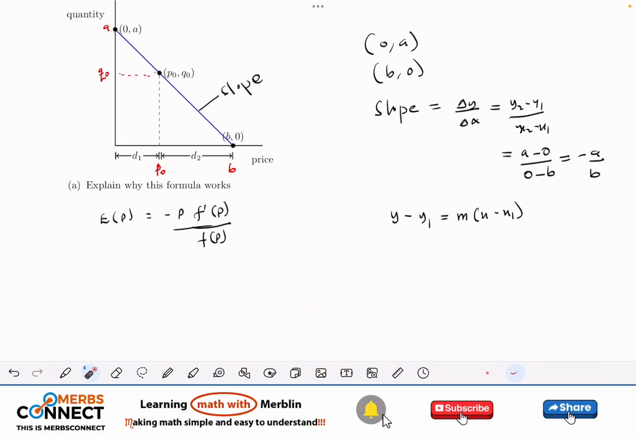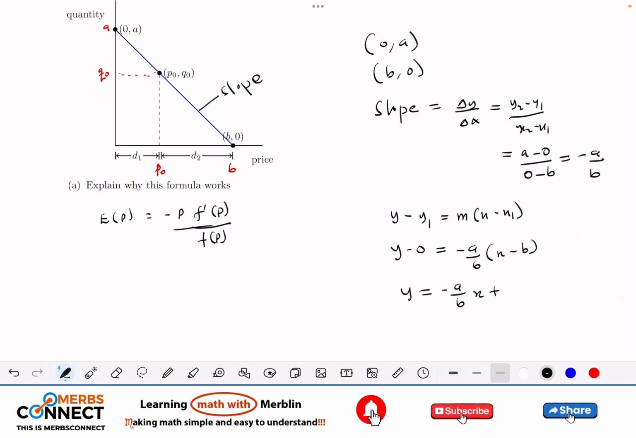So if I pick any of the points, for example, if I decide to pick this point, then I'm going to have y minus 0 is equal to minus a divided by b times x minus b. So this will be y is equal to minus a over b x plus a, right? Because this will cancel this. Minus minus will be positive.